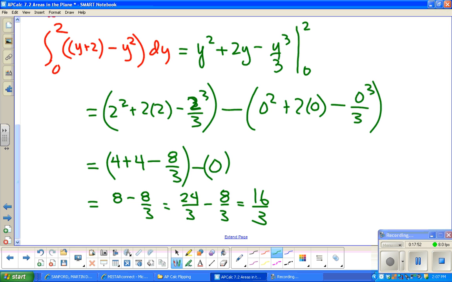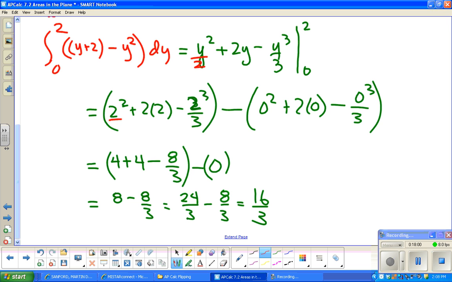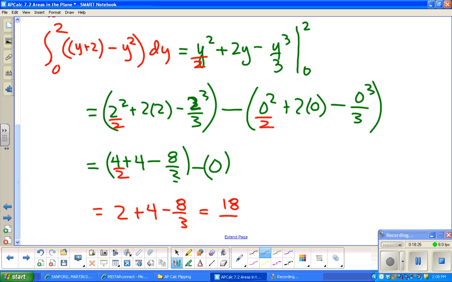And where did I make the mistake this time? All right, I see it. It happened way back here. This was y squared over 2. So that means this is really, all right, let me do a little erasing here. Okay, so this is going to be 2 plus 4 minus 8/3, also known as 6. So I'm going to call that 18/3 minus 8/3. Well, sorry about that. That is frustrating. All right, 10/3.